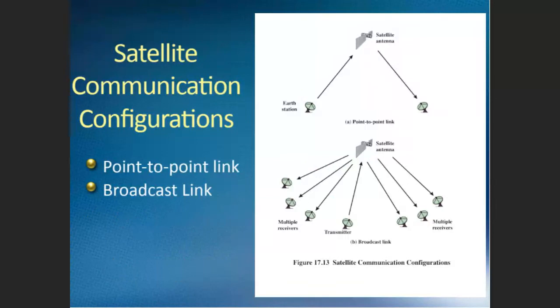This is how it looks. You have your satellite communication. You have a point-to-point link, and you see here I have another point-to-point. Or I have one transmitter sending and many people receiving. That's why it's called a broadcast link. Point-to-point or broadcast link.